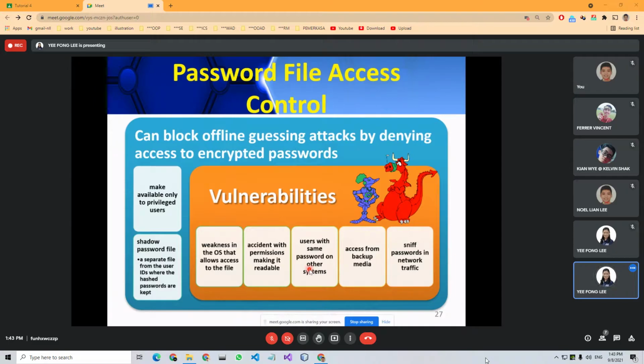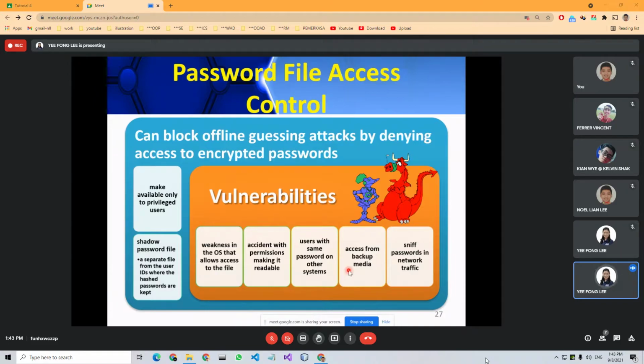Third one, some user trying to use the same password with different systems. If one password can be read by an attacker, then another machine might also be compromised. So please take note of this one.